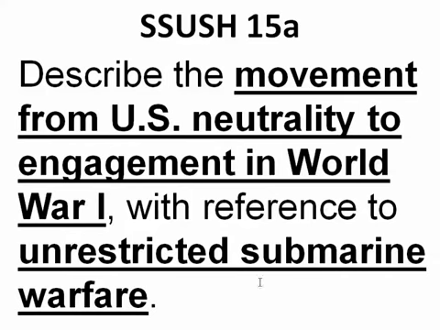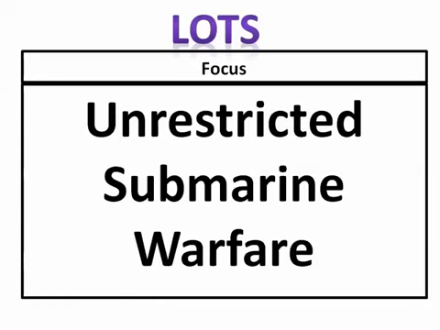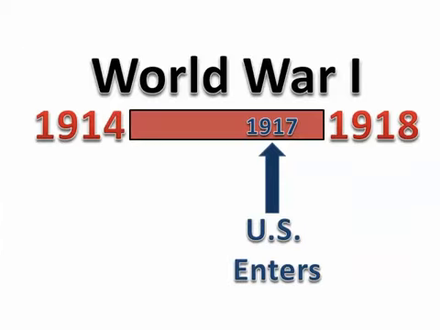In other words, that's going to be the answer to our question: what makes the United States move from neutrality to engagement in the war? Unrestricted submarine warfare is the answer. You need to know this for the EOCT. Alright, so our focus here is on unrestricted submarine warfare. It's going to be the thing that leads us from being neutral to being engaged in World War I.